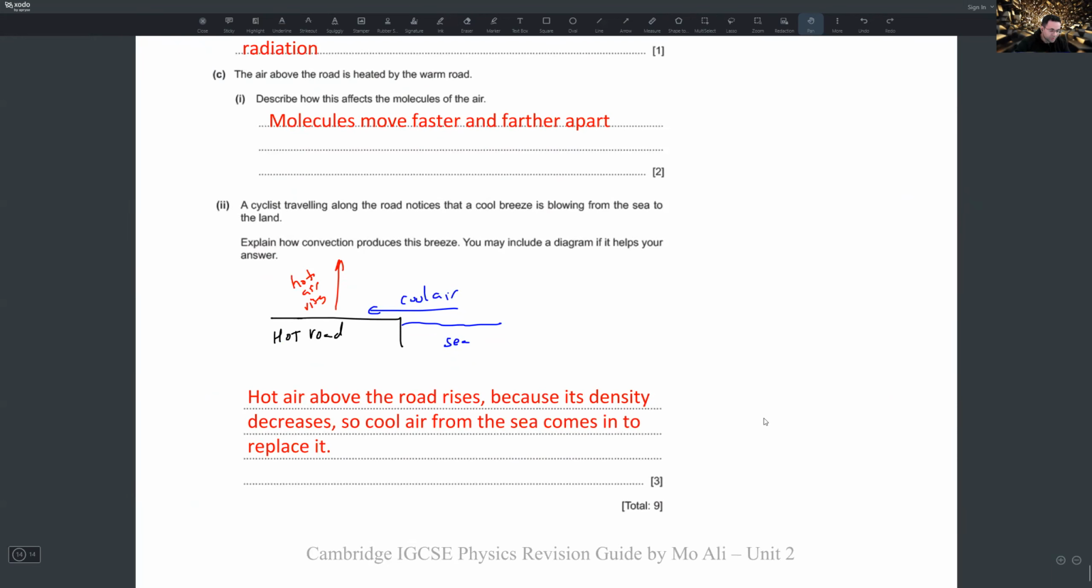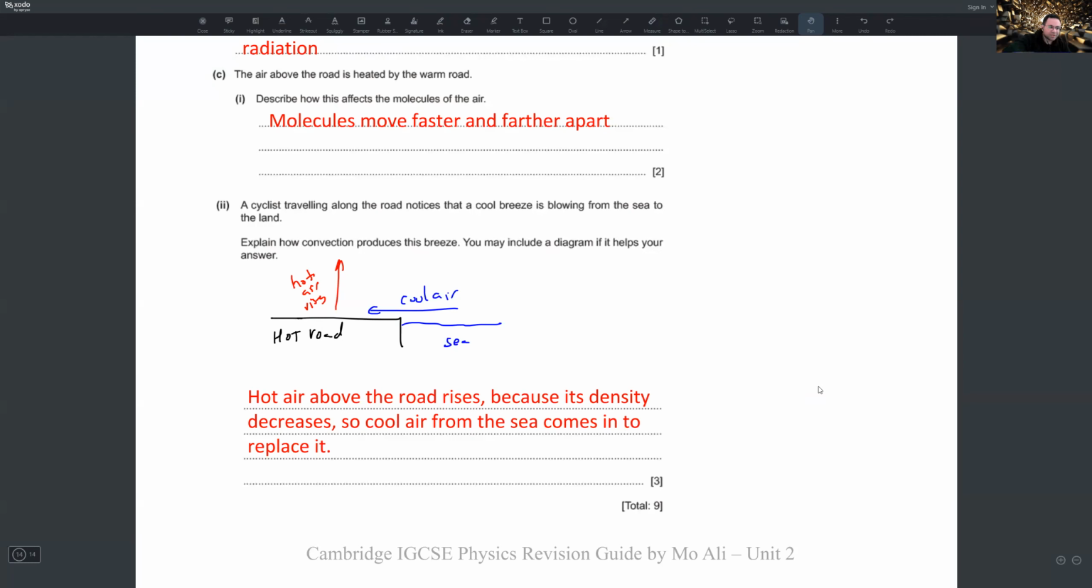In these types of questions, do they give marks if we miss a point but you drew it? Yes, but depending on your diagram. Let's say, for example, you forgot to mention that the hot air rises. Let's say you drew this, but you have to describe, okay? So you said something like there is hot air above the road, or the density of the air above the road decreases and is replaced by the cold air from the sea.